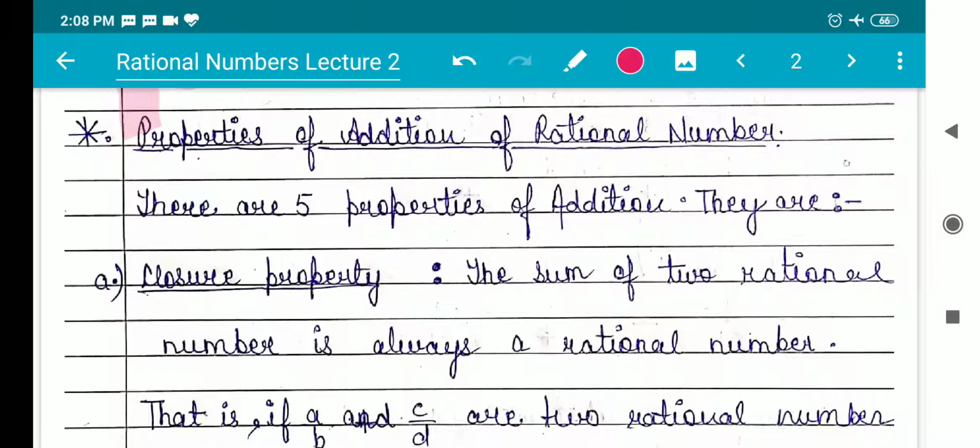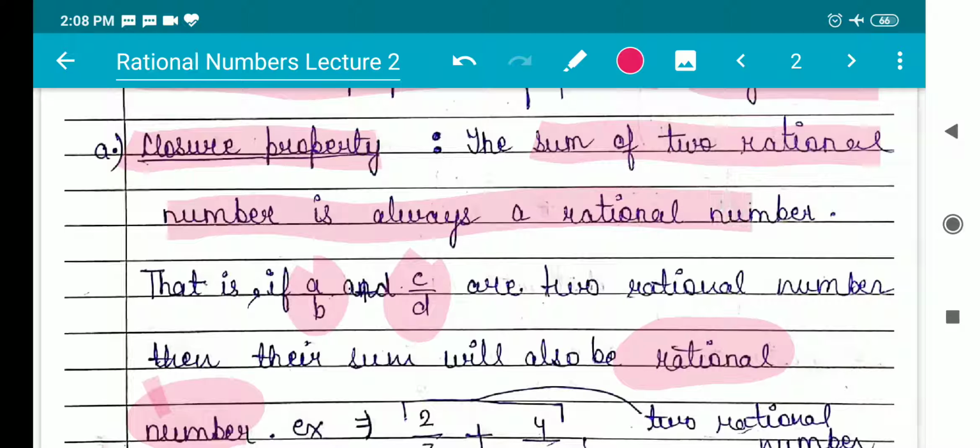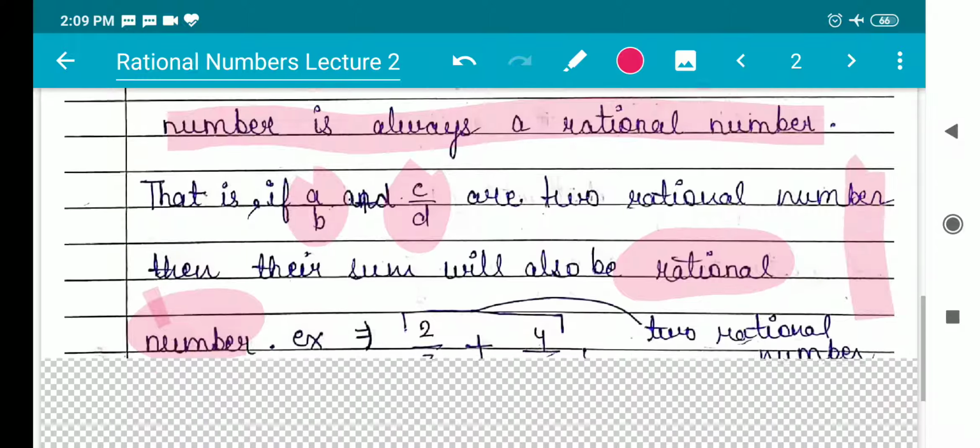Now we will talk about properties of addition of rational numbers. There are 5 properties of addition. The first one is the closure property of addition. This property says that if we have two rational numbers, a by b and c by d, then their sum will also be a rational number. The sum of two rational numbers is always a rational number. That is, a by b plus c by d is equal to one rational number.